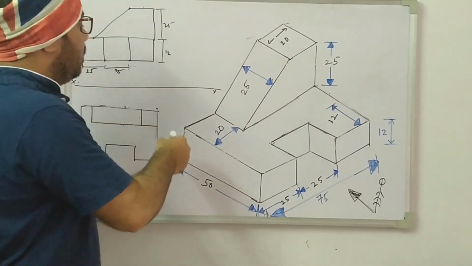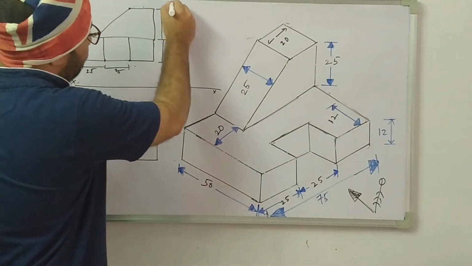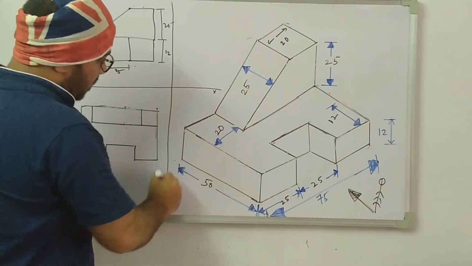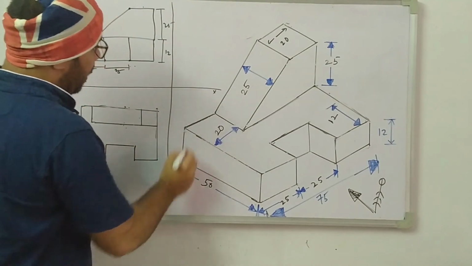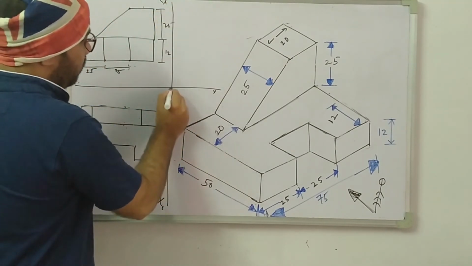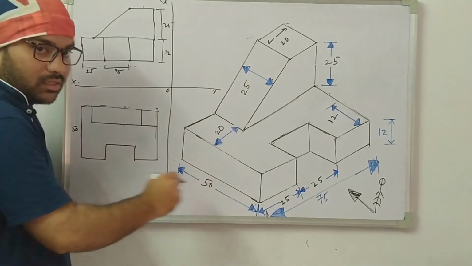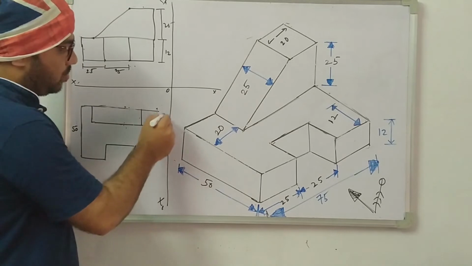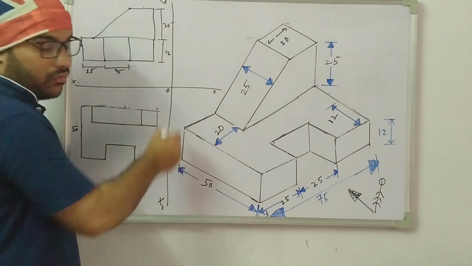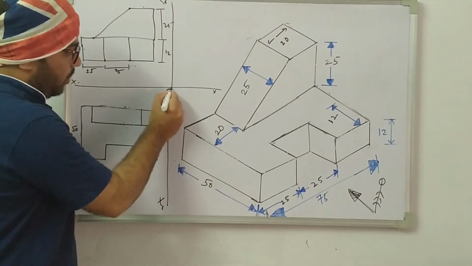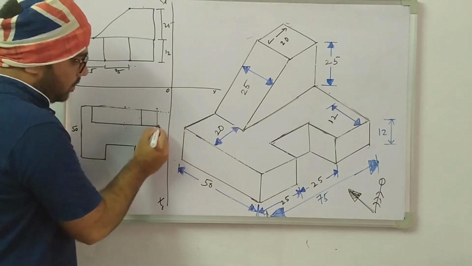So here simply draw a reference line. Create one more reference line, X1 and Y1. This is my origin point. Now from there onwards, simply draw the projection lines which will meet the new reference line. So from here onwards, draw the dotted lines.